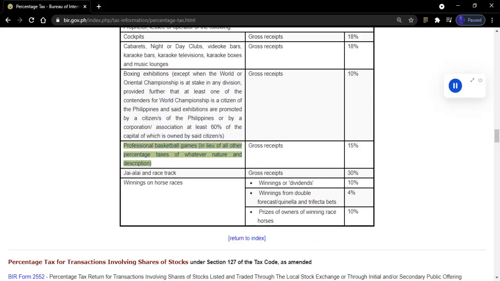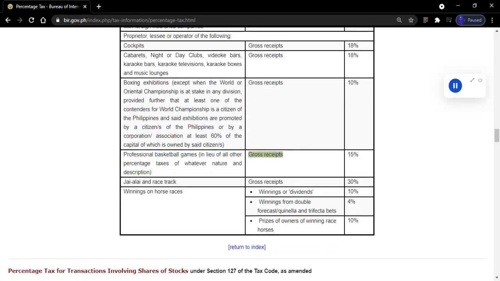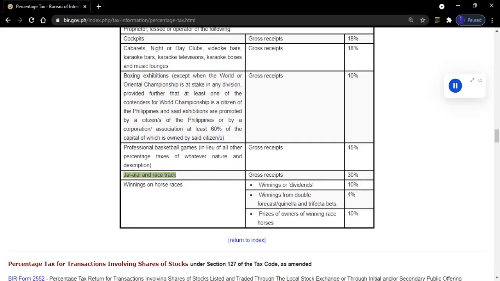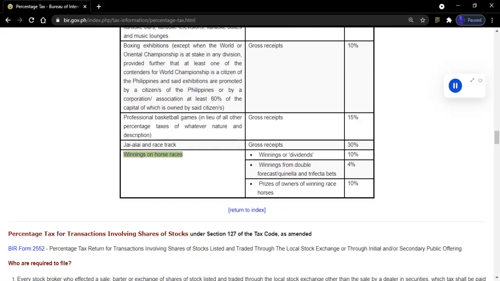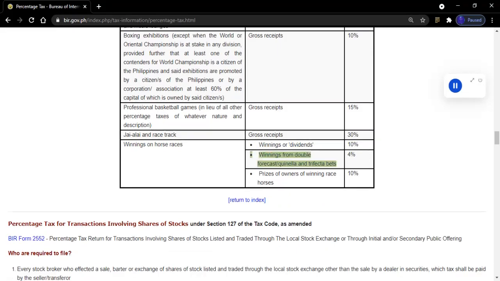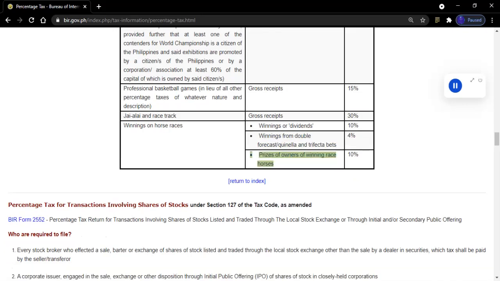Professional basketball games, in lieu of all other percentage taxes of whatever nature and description. Gross receipts, 15%. Jai-alai and racetrack gross receipts, 30%. Winnings on horse races, winnings or dividends, 10%. Winnings from double forecast, quinella and trifecta bets, 4%. Prizes of owners of winning racehorses, 10%.